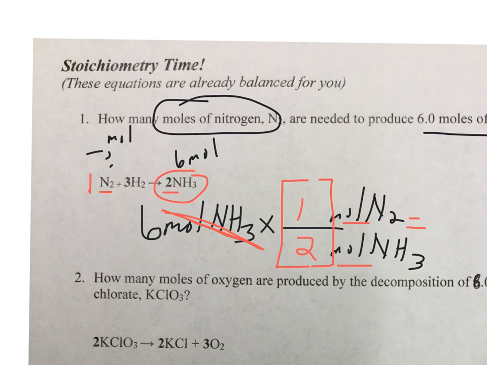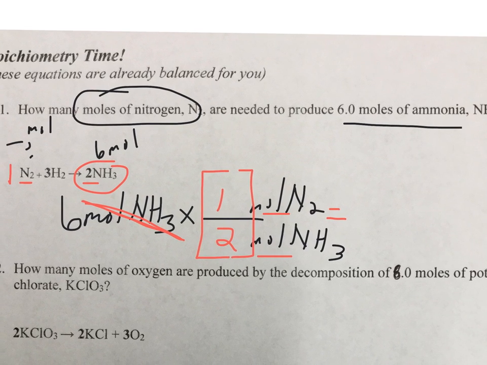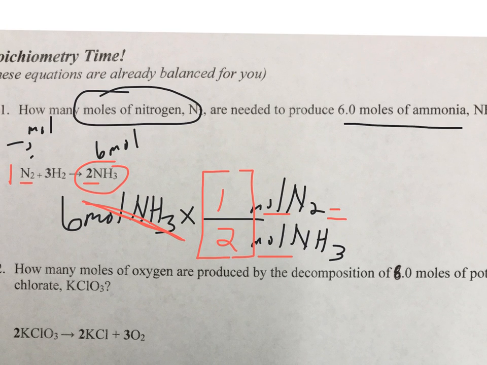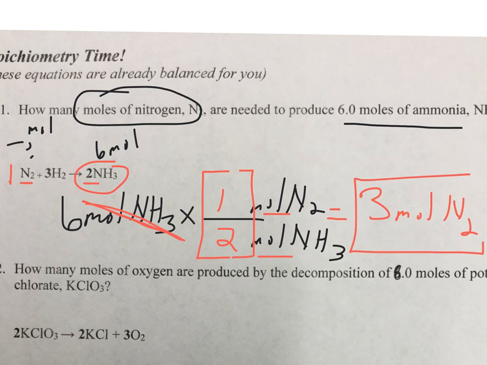Okay, so go ahead and multiply and divide. 6 times 1. And divide by 2 is? 3. Yep, it's going to be 3. 3 moles of N2. And this is stoichiometry. That's it. That's all there is to it. You're going from one chemical to another chemical. Okay? Let me put up number 2.